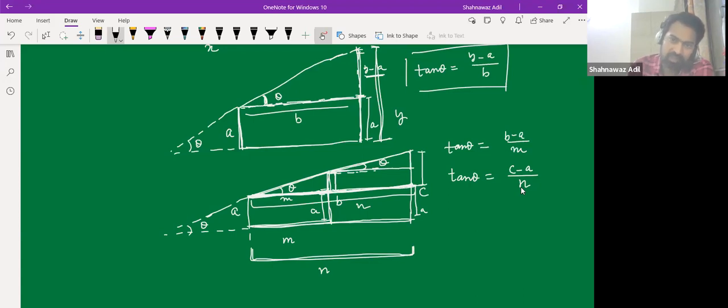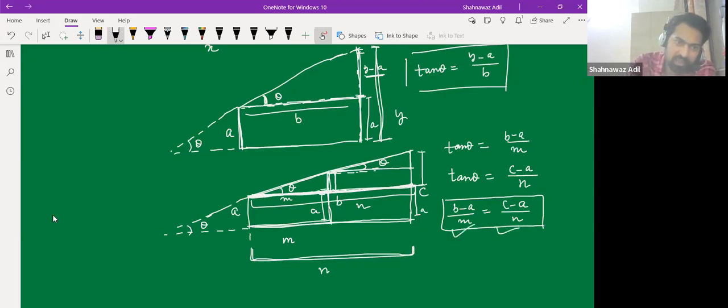Is this clear? Yes, sir. Clear. So this would be B minus A by M. This would be equal to C minus A by M. So you will see what the use of this is. But you understood this, right? Whenever we have this kind of structure.